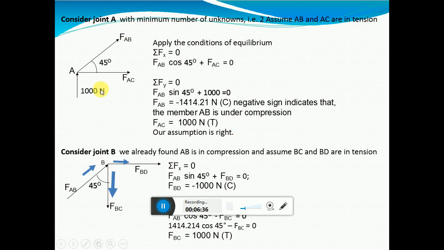Okay. Here in the joint A you have 1000, that is the reaction RA you have found out, 1000. FAB, see what I am talking about, tension always is an arrow mark pointing outside. Okay. FAB, FAC. How did I get 45 degree?